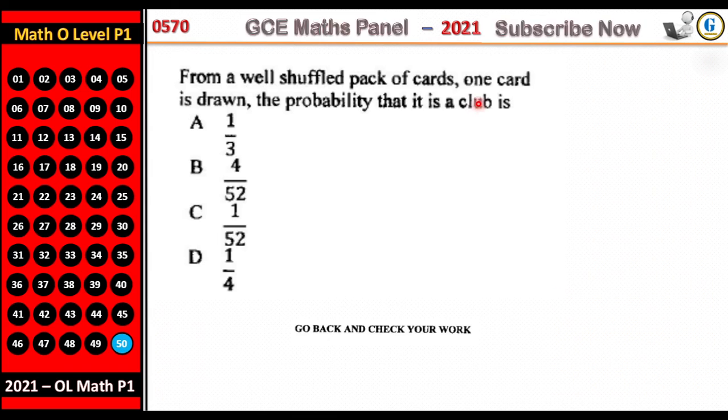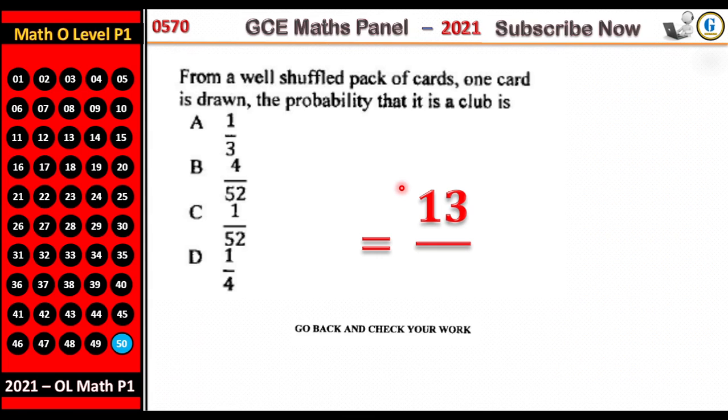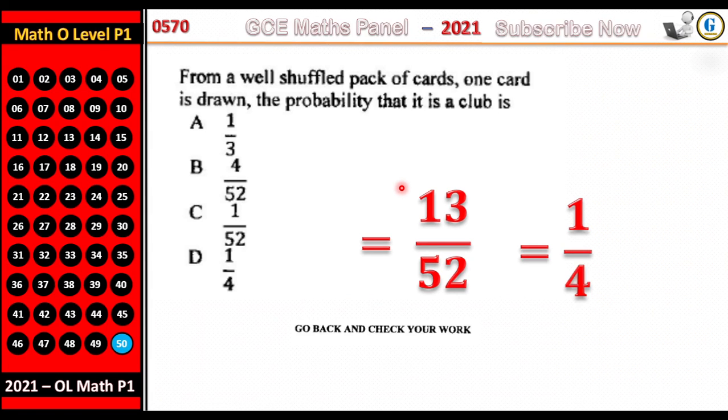So the probability that the card is a club is the same as the probability that it is a cassava or a granite. There are 13 clubs out of 52 playing cards. So 13 over 52, what does that give us? That gives us 1 over 4. So our key here is D.